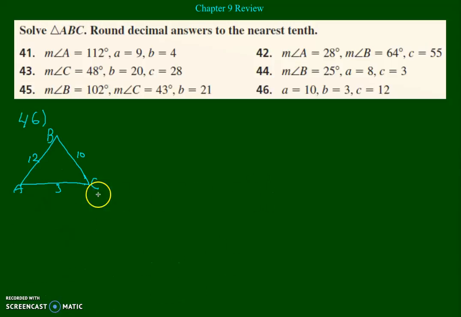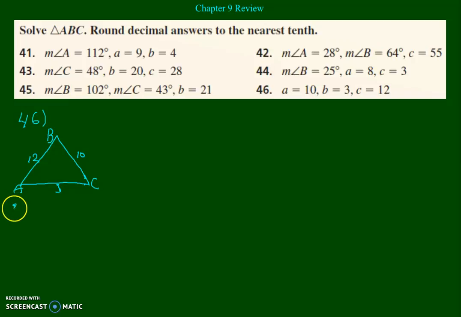Now on 46, I've gone ahead and drawn the triangle, put in our values, and as usual, what we want to do is find our smallest angle first for the reasons stated before. And so that's going to be the angle opposite the side 3. So let's find angle B. This is a side issue, so we're going to be using law of cosines because we have no angles to use the law of sines.